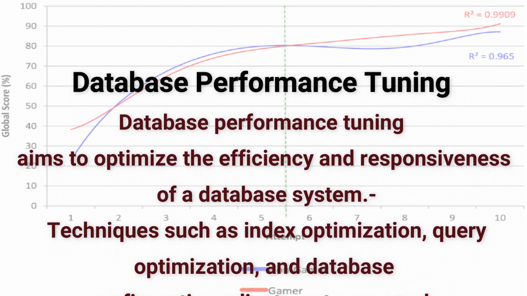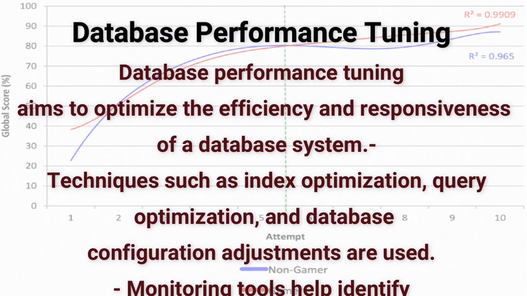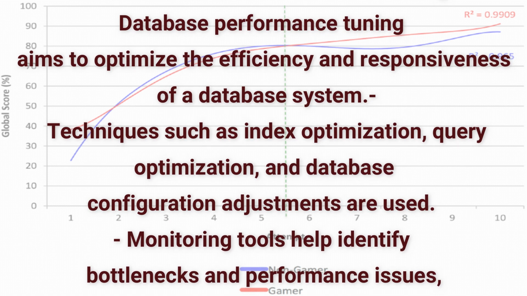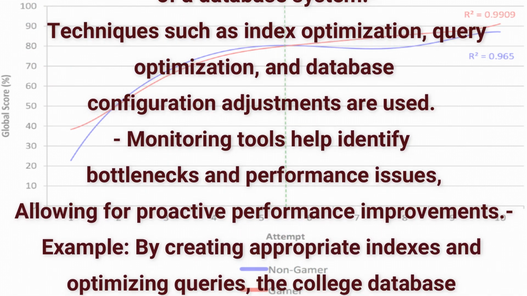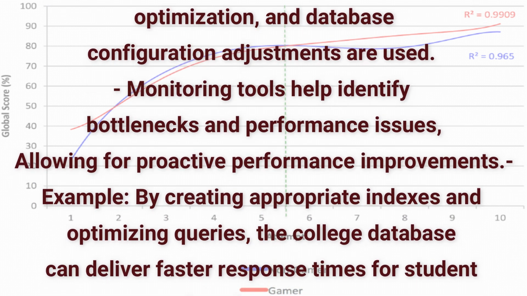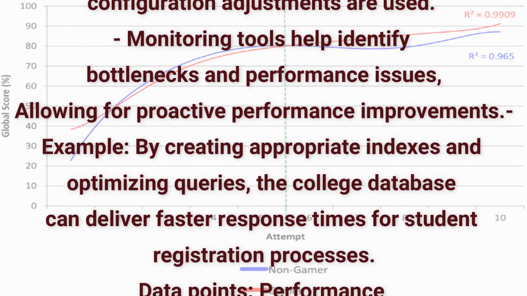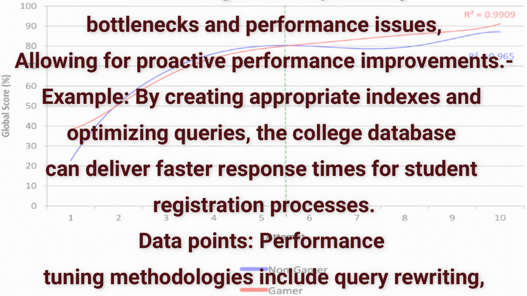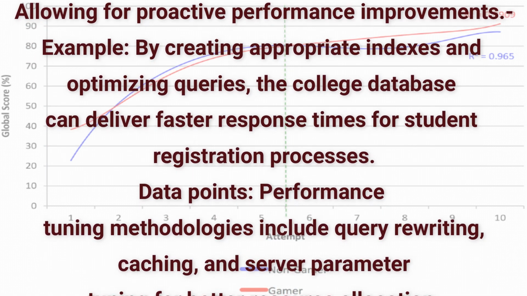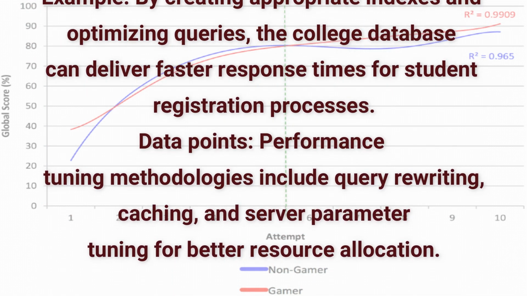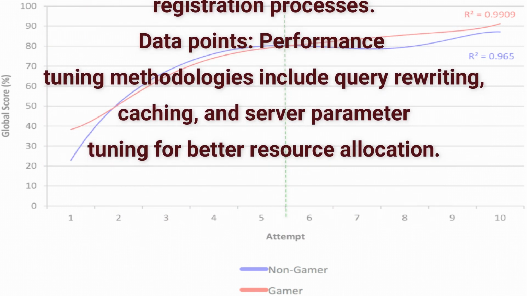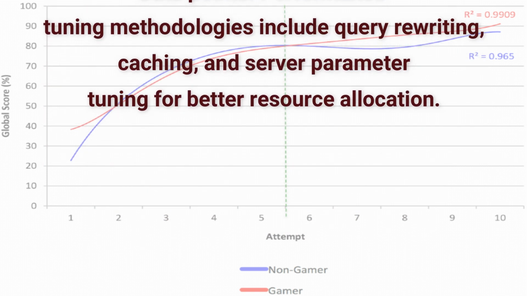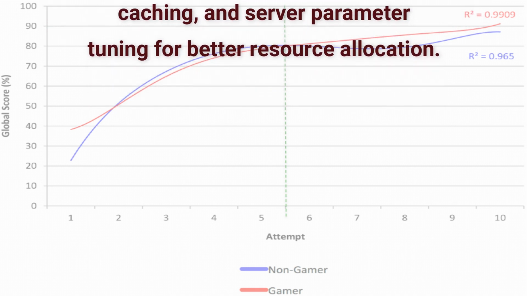Database performance tuning. Database performance tuning aims to optimize the efficiency and responsiveness of a database system. Techniques such as index optimization, query optimization, and database configuration adjustments are used. Monitoring tools help identify bottlenecks and performance issues, allowing for proactive performance improvements. Example: by creating appropriate indexes and optimizing queries, the college database can deliver faster response times for student registration processes. Data points. Performance tuning methodologies include query rewriting, caching, and server parameter tuning for better resource allocation.